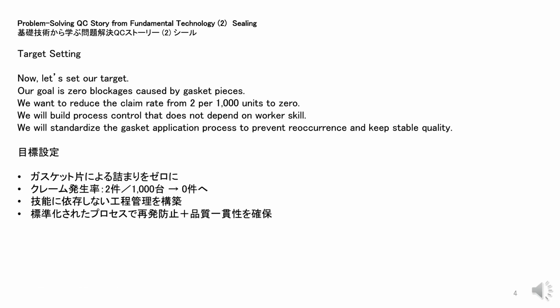Target setting. Now, let's set our target. Our goal is 0 blockages caused by gasket pieces. We want to reduce the claim rate from 2 per 1,000 units to 0. We will build process control that does not depend on worker skill. We will standardize the gasket application process to prevent reoccurrence and keep stable quality.